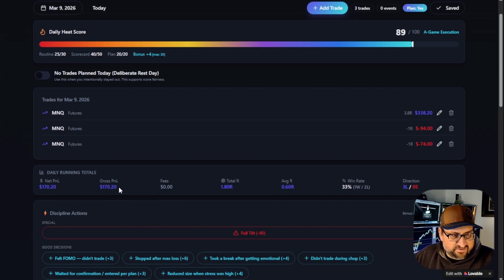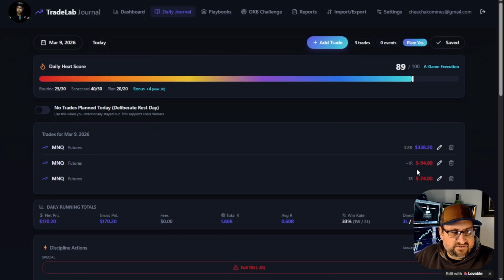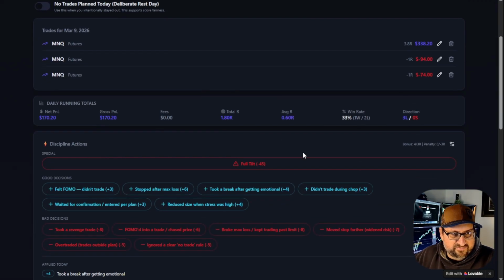So we ended up with a gross P&L of about $170. I actually think it was like $172 on the actual account, so close enough for me. All right, so this is what I'm using right now to take a look at just my overall trading behavior, just to keep track of things, keep track of my trades and stay on top of my accounts.